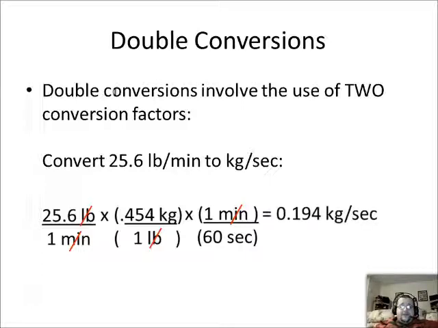Now as far as typing it into the calculator, we have 25.6 times 0.454 divided by 60, which gives us 0.194 kilograms per second for our final answer.